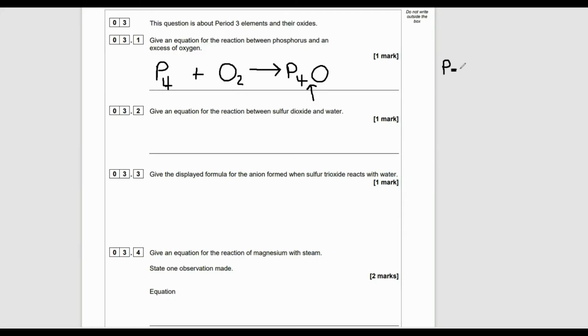Well, if you think about it, phosphorus is in group 5. Now, it's not as electronegative as oxygen. So, yes, it can be a minus ion sometimes, but in this situation, it's a +5 ion. It's going to give away those 5 electrons. As there's 4 of them, it has a total of +20 as its oxidation state. Each oxygen ion will form a -2. We need a total of -20 to cancel out the +20, so I'm going to need 10 oxygens. So the equation is P4 plus O2 makes P4O10.